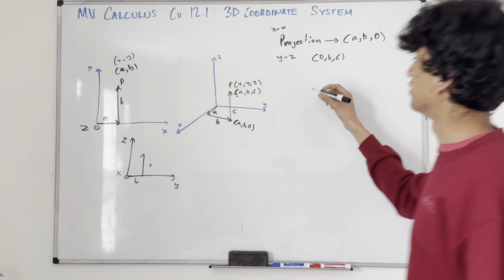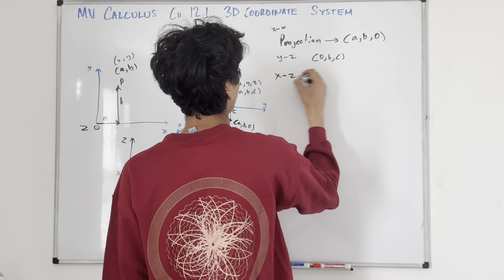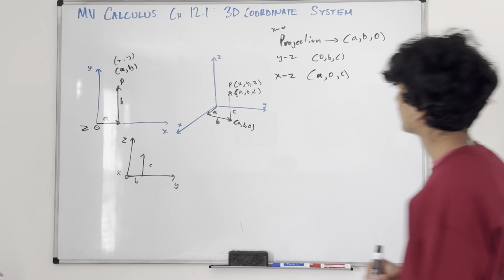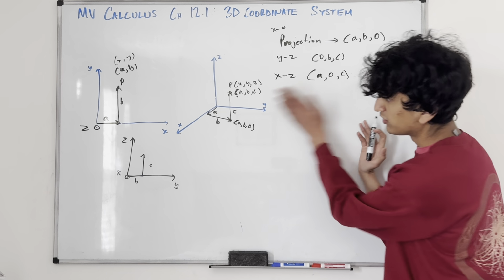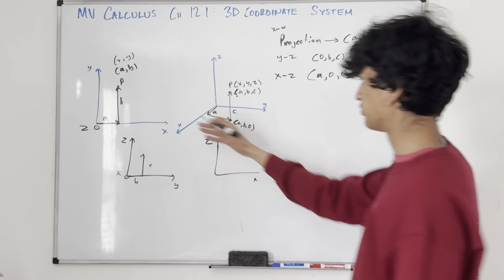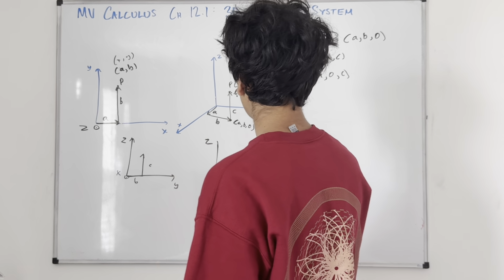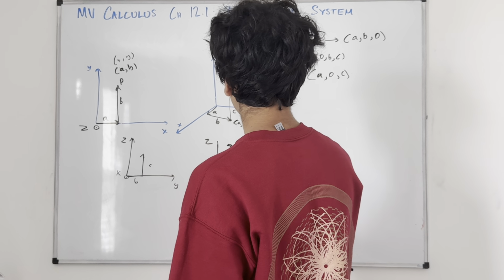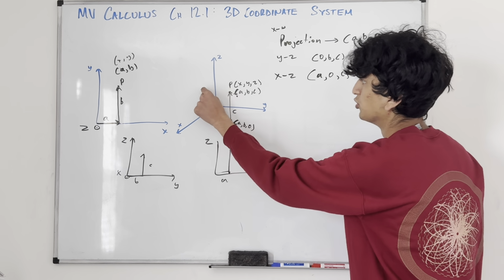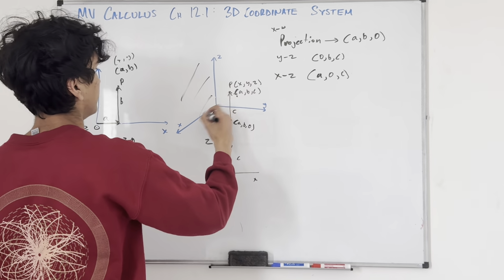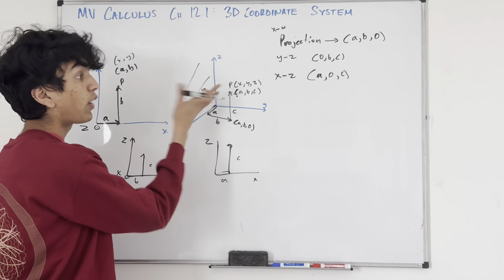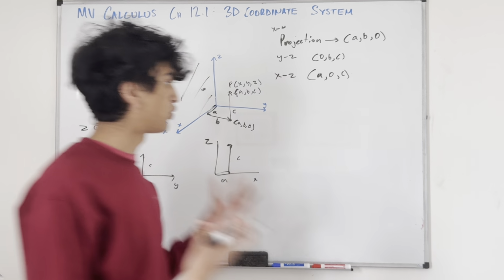And for XZ, you can probably figure out the pattern. It would be (A, 0, C), because when you're looking at the ZX plane, you can't really see B. You can only see A and then C. So the B becomes 0, and if you were to project it onto that plane, it would have a value of 0 in the y direction. So those are projections. Just wanted to quickly go over those.